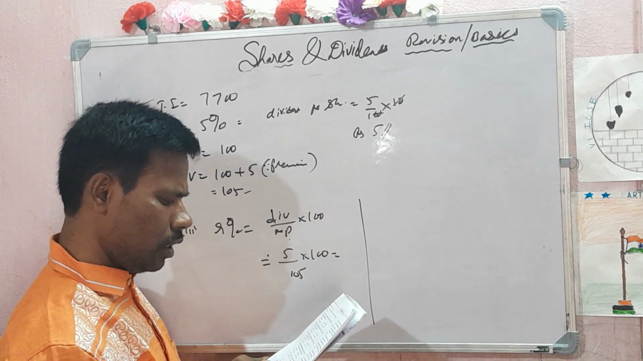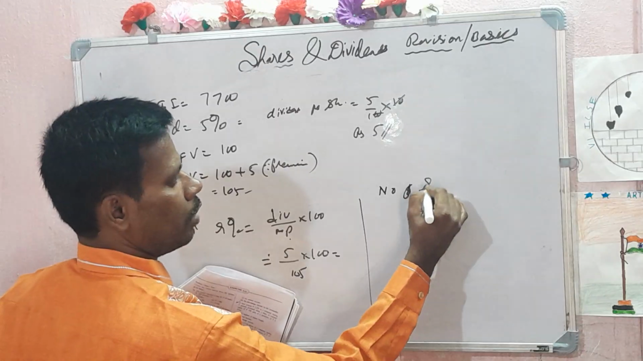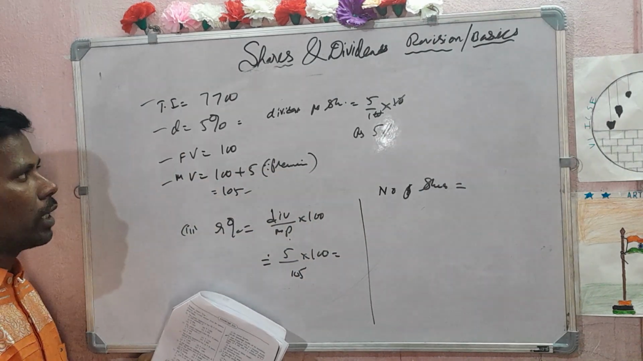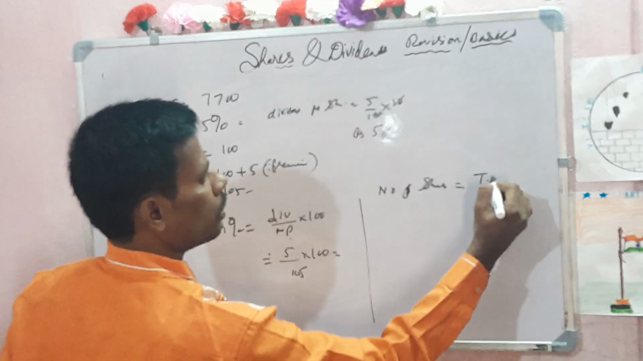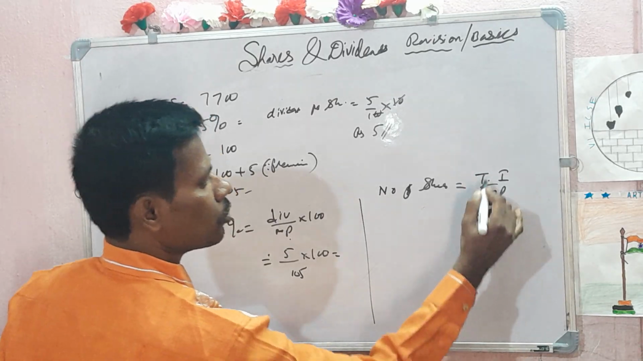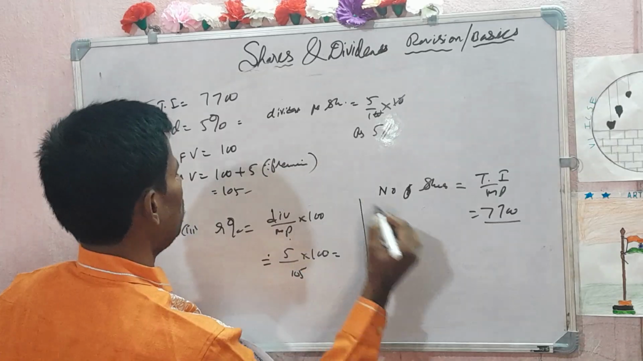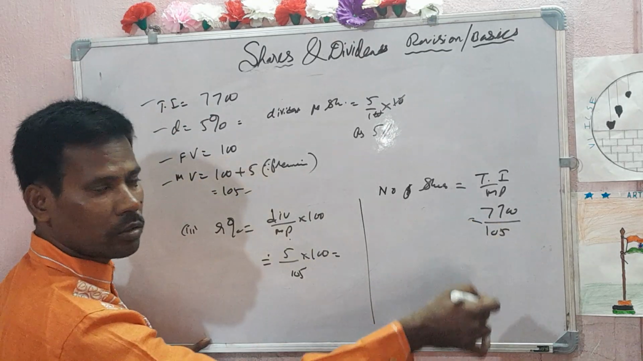Next one, number of shares bought. Number of shares is equal to, how will you get number of shares? Total investment by market price. Total investment is 7,700, by market price 105. Next, this also you simplify.